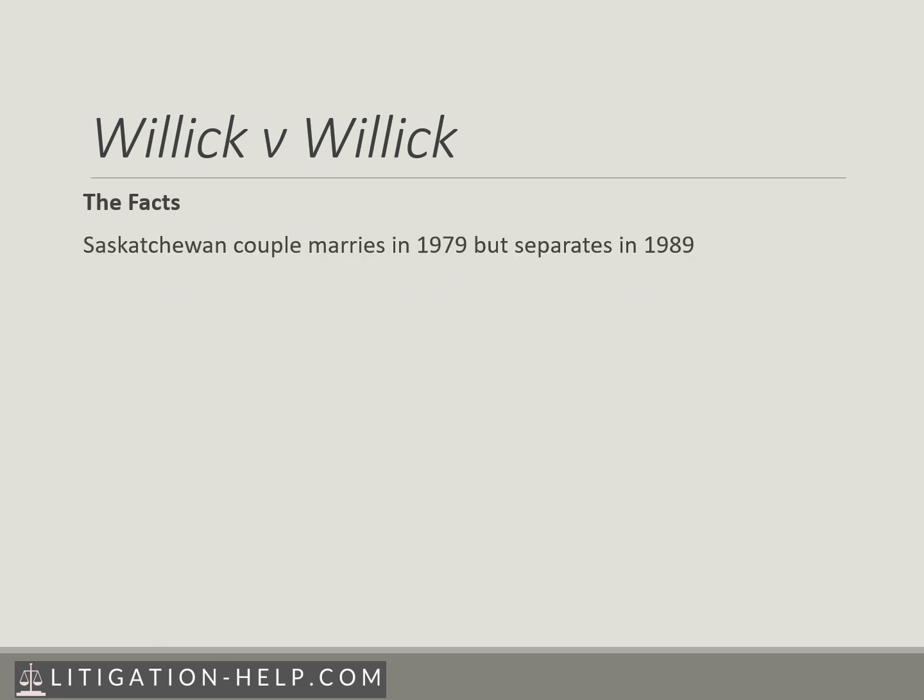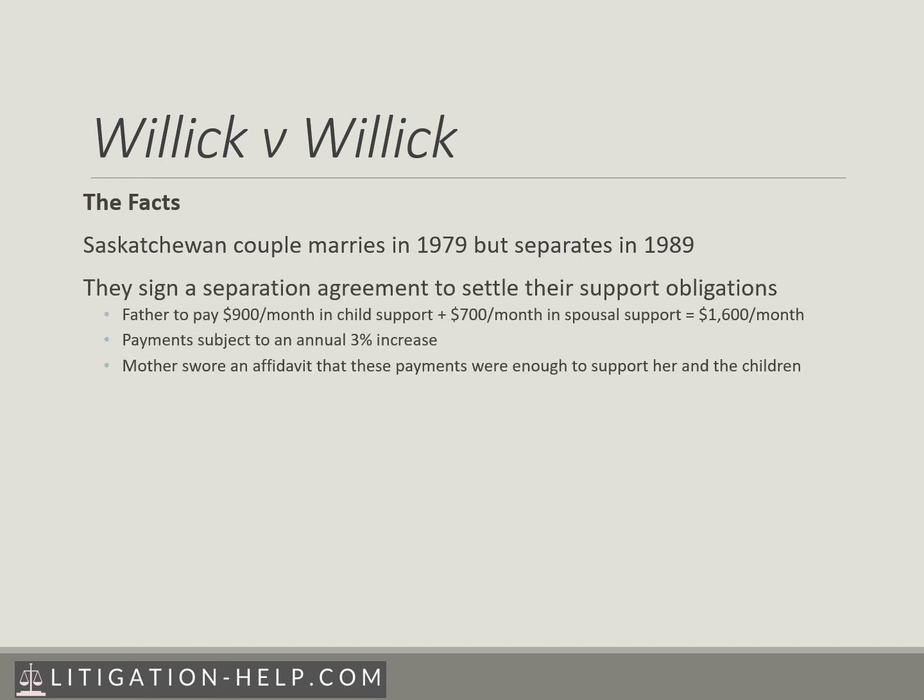Now, the Willicks were a Saskatchewan couple that got married in 1979. They had two daughters together, but unfortunately, while their daughters were still young, they ended up separating in the year 1989. Now, they negotiated a separation agreement between them that would settle the financial obligations that the father would have towards the mother and the kids.